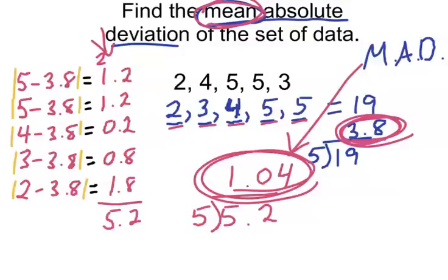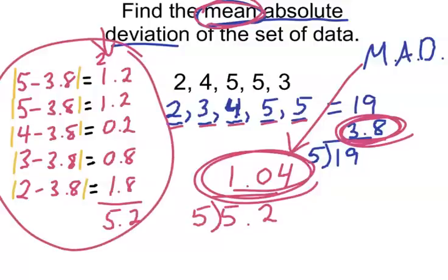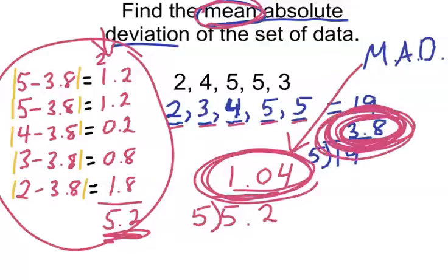So you have to find the mean first, then subtract every single one of the numbers from the mean. Then find the difference for how far away from the mean each number is, and then divide that by 5. This means a number can typically be 1.04 lower than 3.8 or 1.04 higher than 3.8, and that would be a very reasonable number to have in the data set. So there we go.